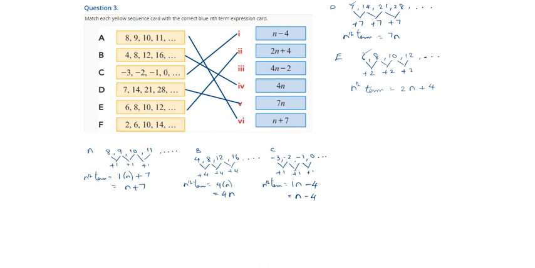And finally, there is only one sequence and one blue card. It will definitely match with that. So F matches with 3.